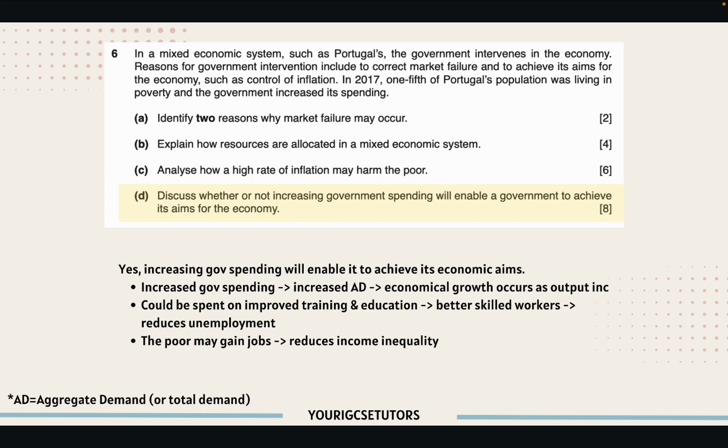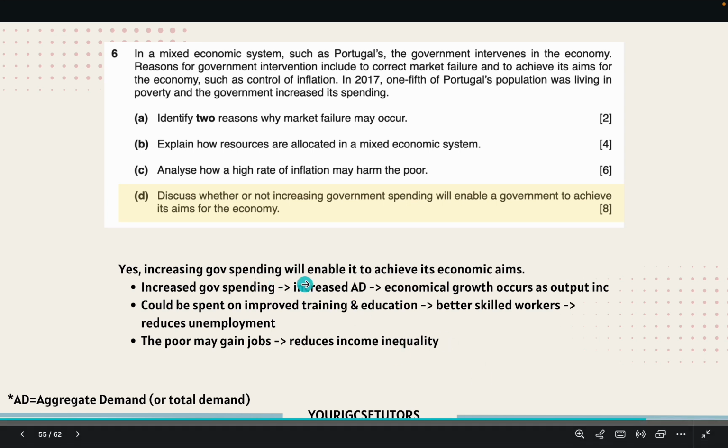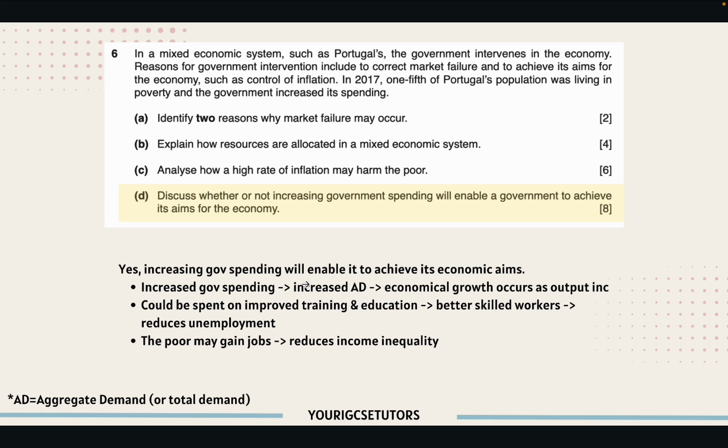Okay, part D. Discuss whether or not increasing government spending will enable a government to achieve its aims for the economy. For this discuss question, we can start with why increasing government spending will enable it to achieve its economic aims. So firstly, increased government spending contributes to higher aggregate demand, which results in economic growth since output increases as well.